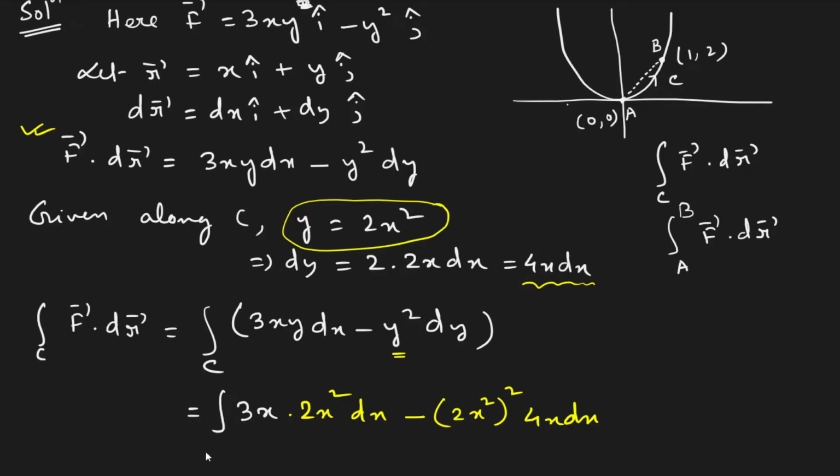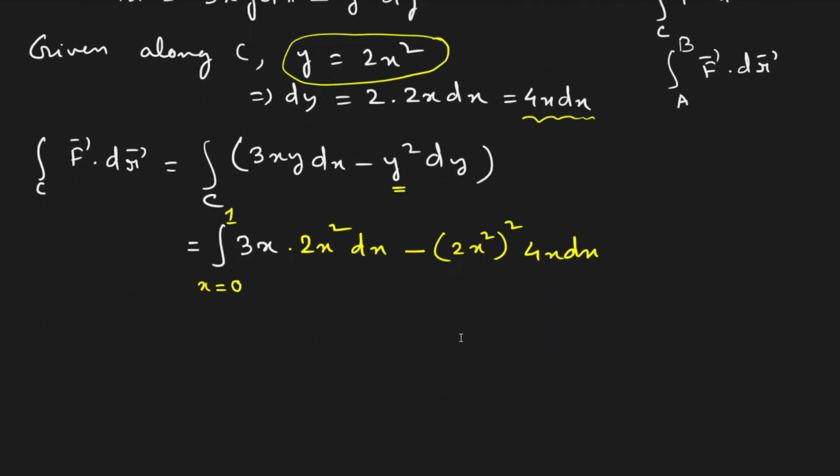Now what will be the limit? X equals to... if you see the diagram, from where to where do we go? From the point A to B. So at A, what is the value of x? 0. And at B, what is the value of x? 1. So x will be 0 to 1. So we'll put only the values of x. Now after that it is a simple integration. Just integrate, you will get the value. Okay, it's a simple integration.